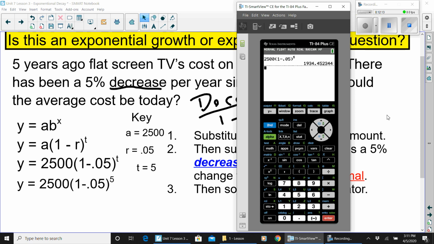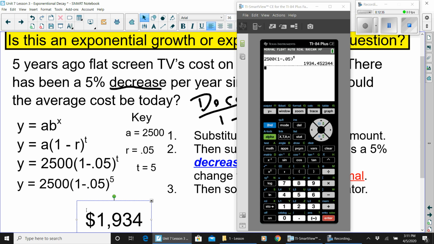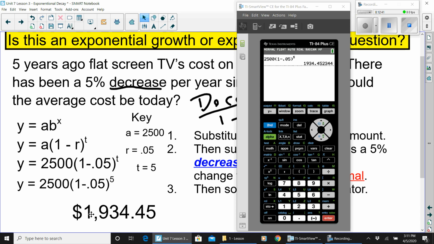And that is what the 5% decrease gives: the TV started at 2,500, 5% decrease per year. All right, so then you would get 1,934.45. And that would be your final answer.